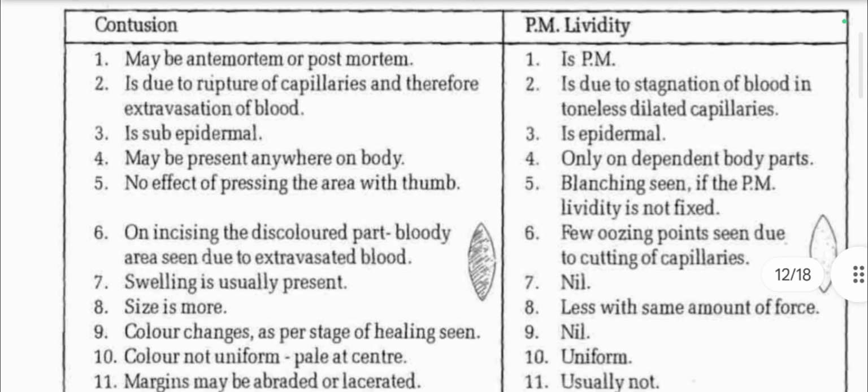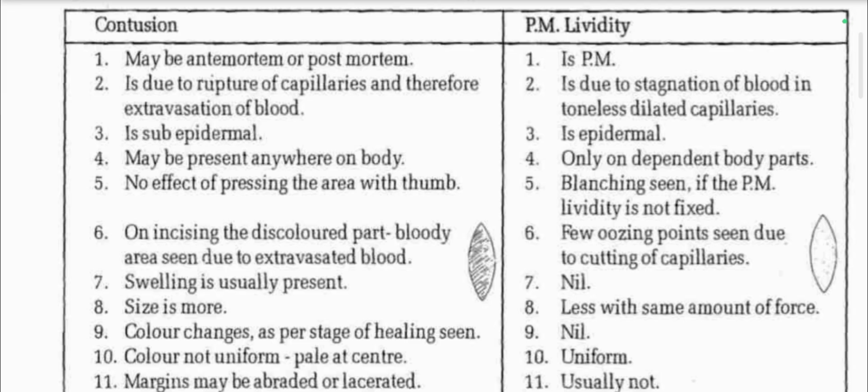Number 2, it is due to stagnation of blood in toneless dilated capillaries. What do I mean by stagnation? Collection of blood in toneless capillaries. Why toneless? Because the person has died. That is why the capillaries have got no tone. Number 3, it is epidermal. Number 4, it is only on the dependent body parts, not everywhere. 5th, blanching is seen if the PM lividity is not fixed.